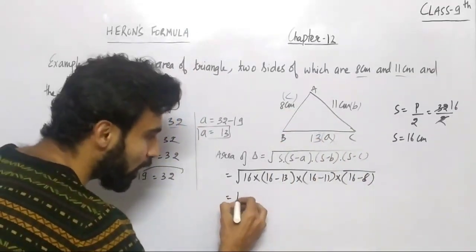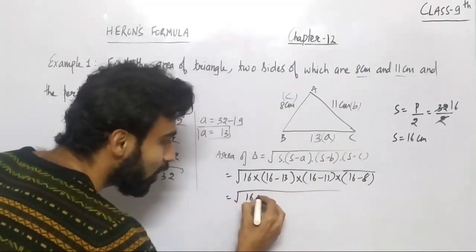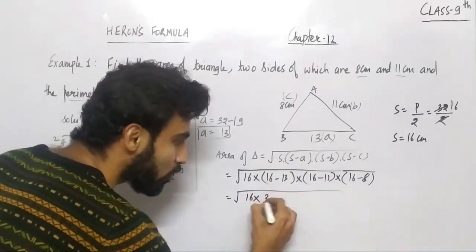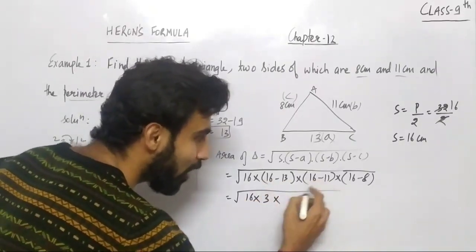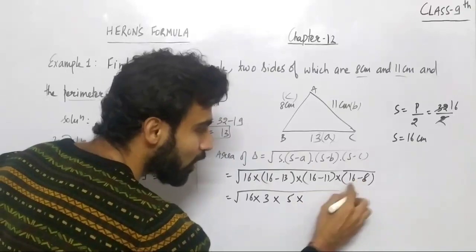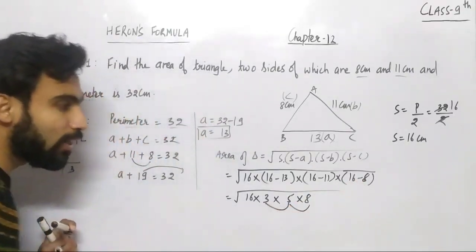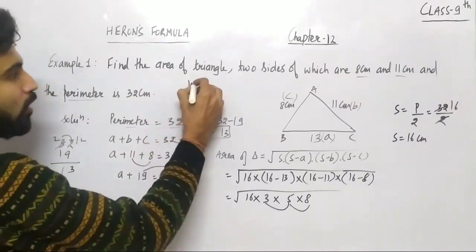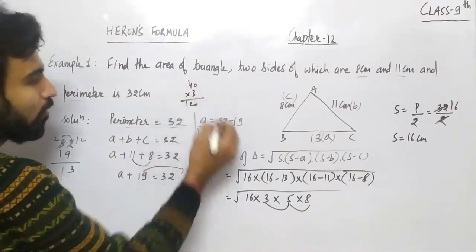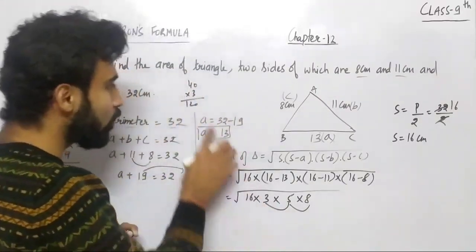And you can see 16 minus 13, that is 3. Then 16 minus 11, that is 5. And 16 minus 8, that is 8. Now 8 times 5 is 40. 40 into 3, that will be 120, right? Then further you can see 120 into 16.